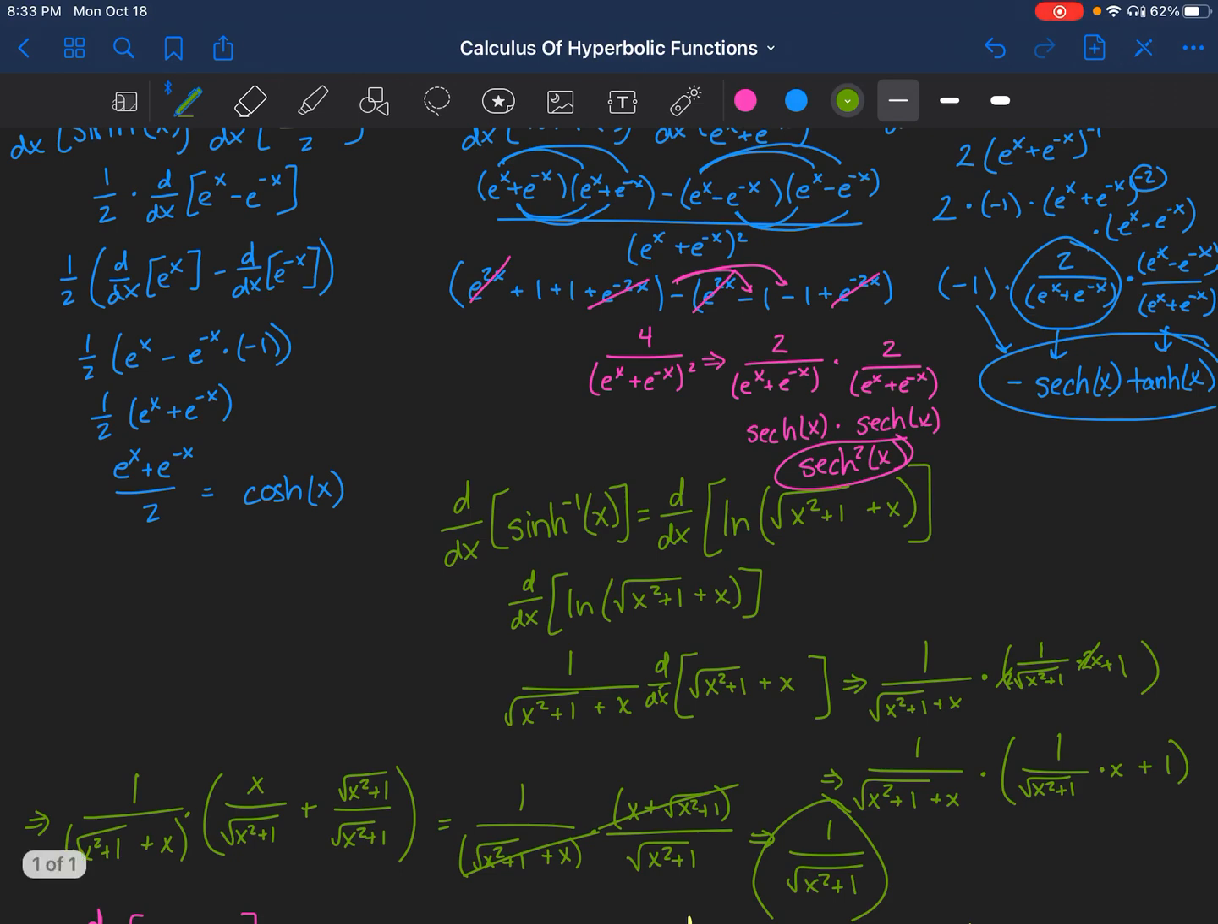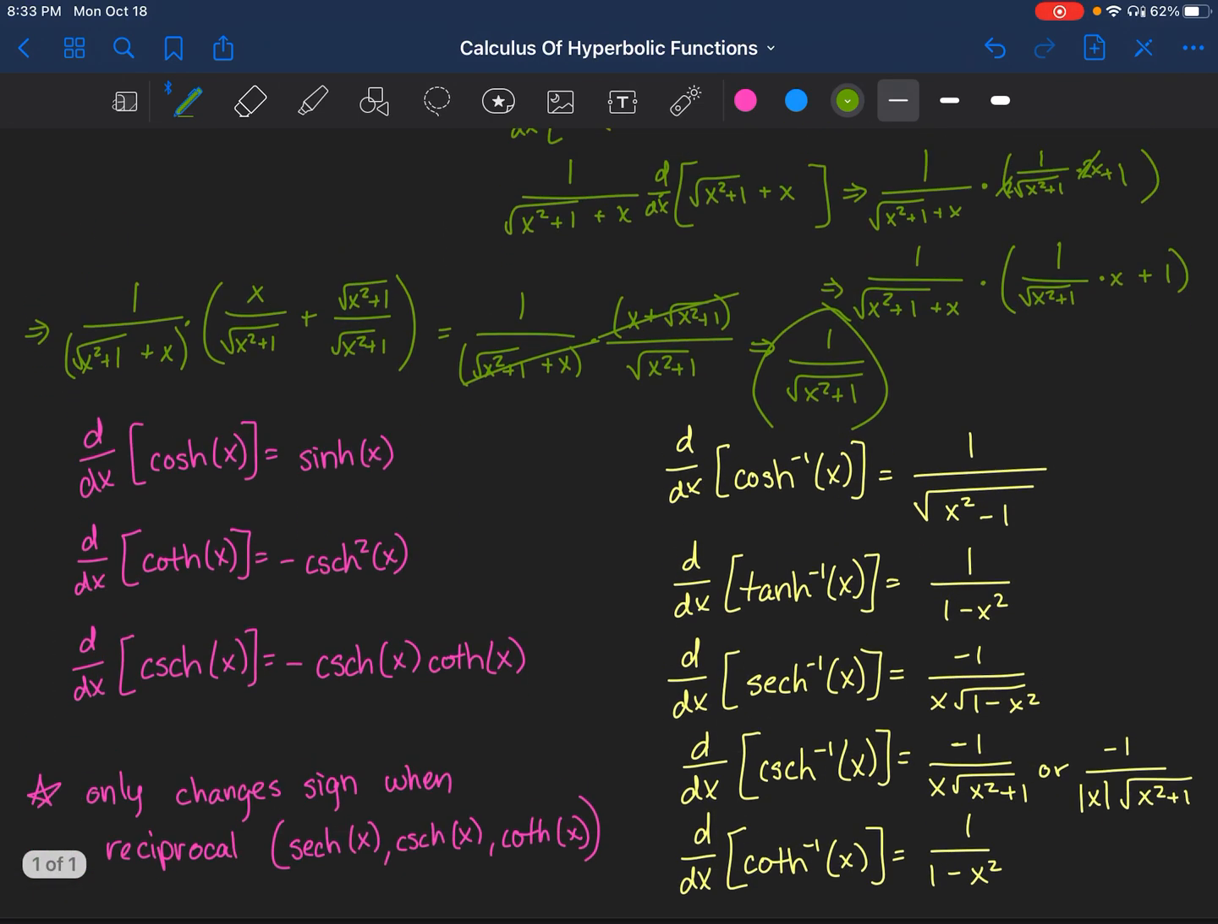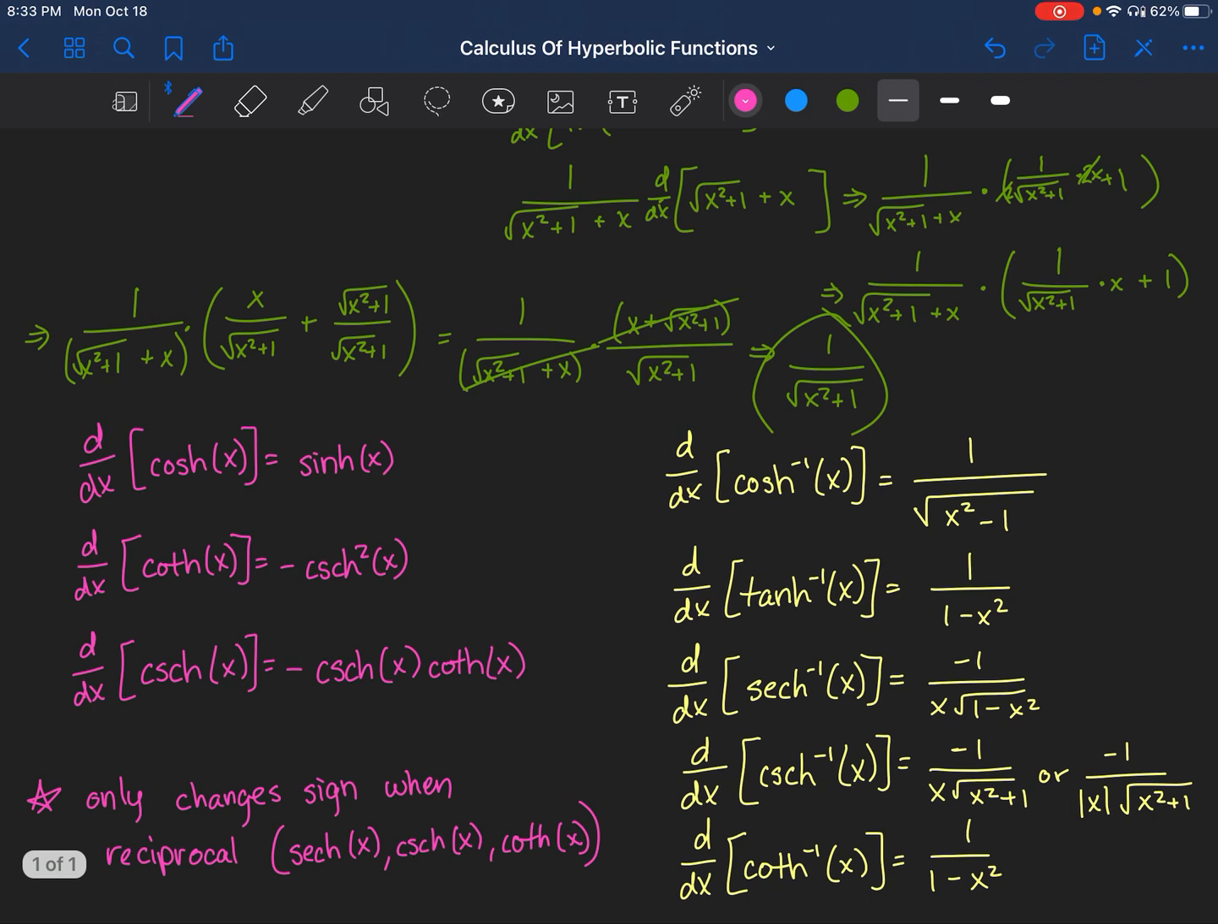So let me scroll on down and show you the rest of these. Notice what I'm watching out for, and I wrote it over here in pink, is that the sign changes when we have a reciprocal. So if you're doing secant, cosecant, or cotangent, that's when we're going to have a sign change. But other than that, it's going to follow the same formulas. Notice though with hyperbolic cosine, it's just regular sine. It's not negative like it was with trig functions.